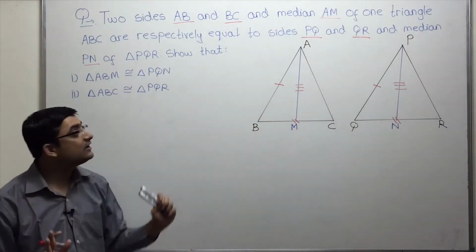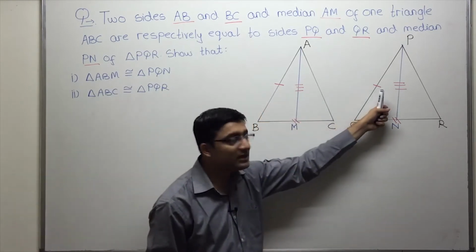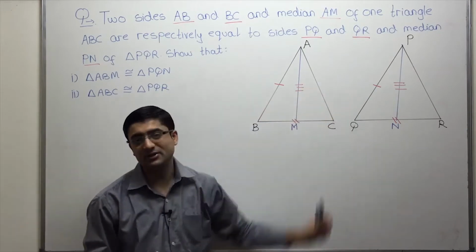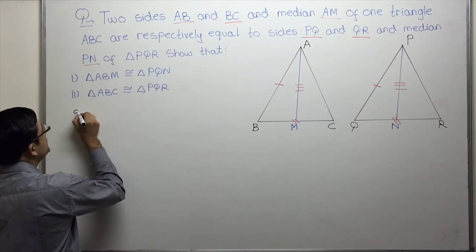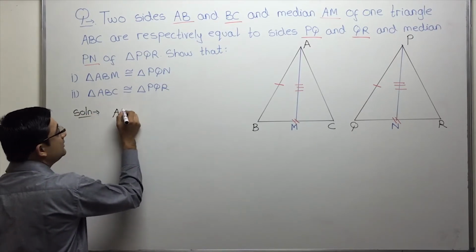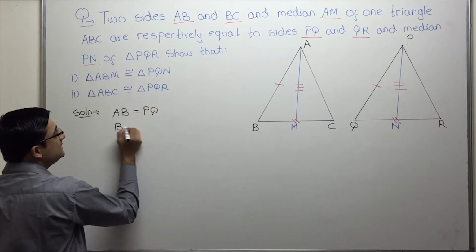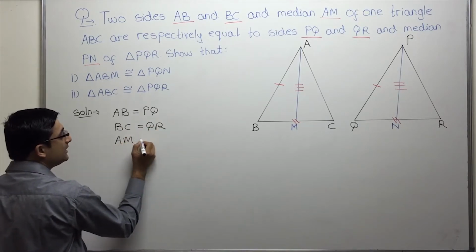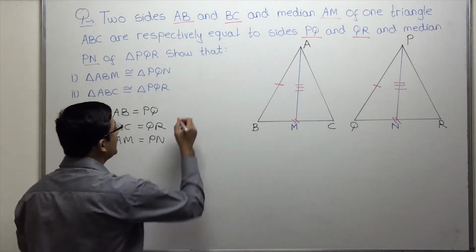Next, based on this, what do we have to prove? We have to show triangle ABM is congruent to triangle PQN. Second part, triangle ABC is congruent to triangle PQR. Right? So now let's begin. The first step is mark in your figure what is given to you. Next step, write it down. We are given that AB is equal to PQ. Next, we are given that BC is equal to QR. And next, we are given AM is equal to PN. These three things are given to us, right? So write in bracket, given.